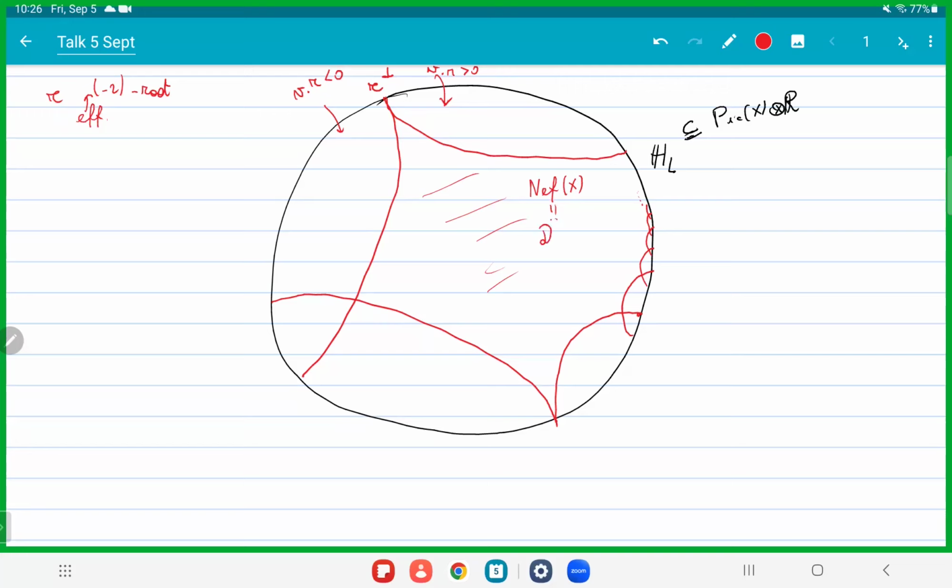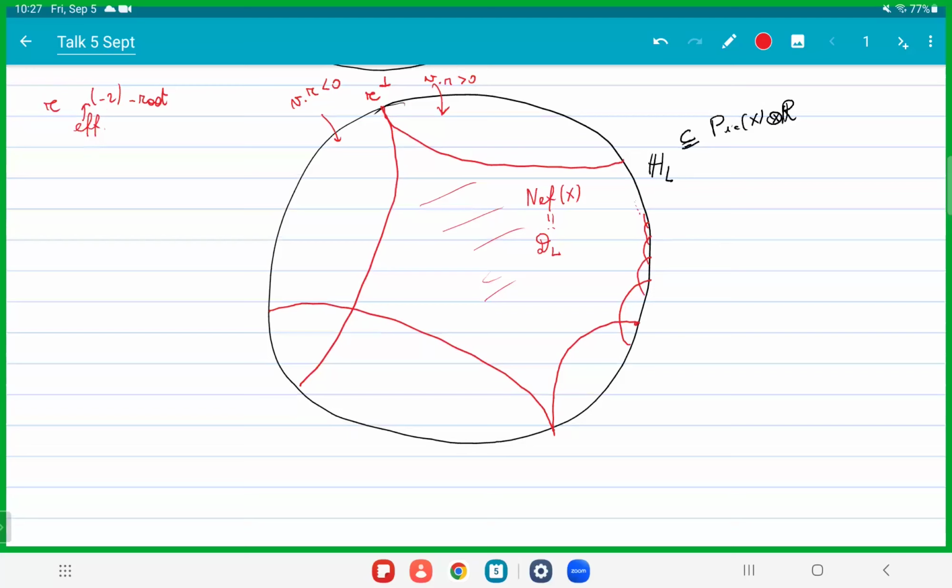And I denote it sometimes with D_L because it's in terms of the hyperbolic lattice L. This is the nef cone because by the drawing really means that this is the set of vectors that have positive or non-negative intersection with all the -2 roots. Okay.